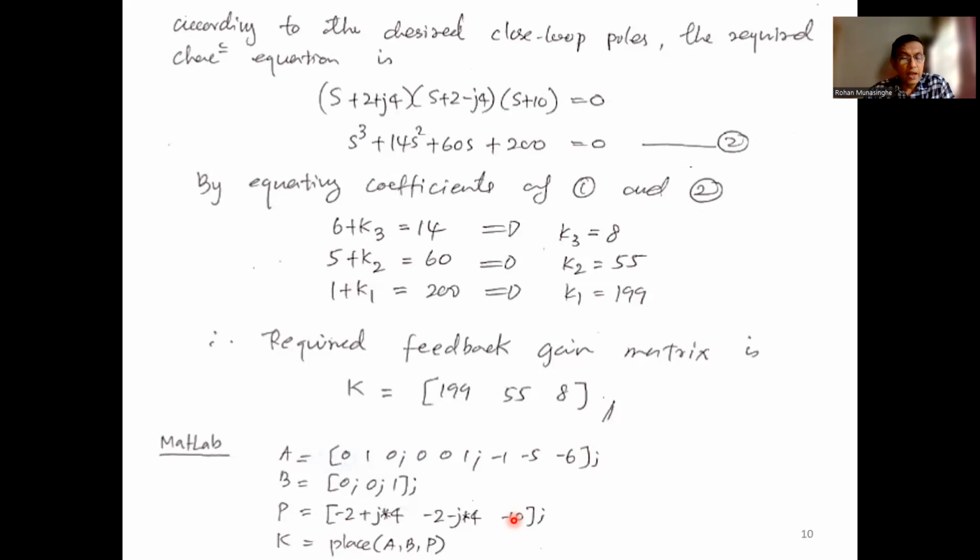Okay. And you say K equals place(A,B,P), pole placement. This command in MATLAB will work out this process. You have the two equations and you calculate the gains. So MATLAB has this already pre-coded, and it's named the place command. MATLAB place command, pole placement. Once you give A, B, right, and the desired poles, it will calculate the state feedback gains.